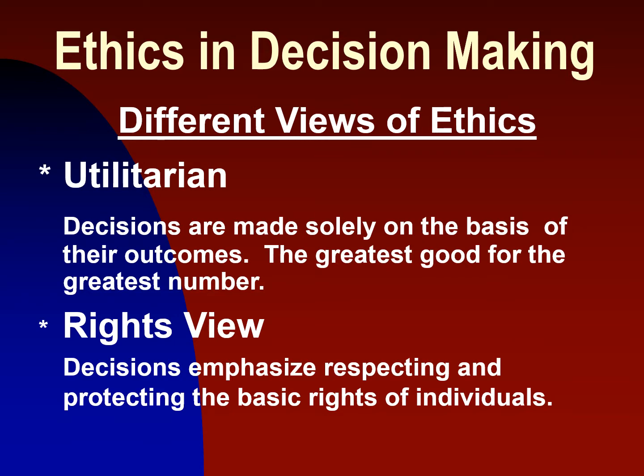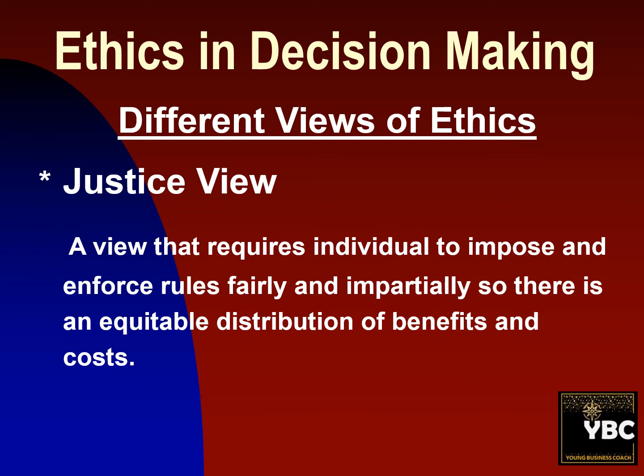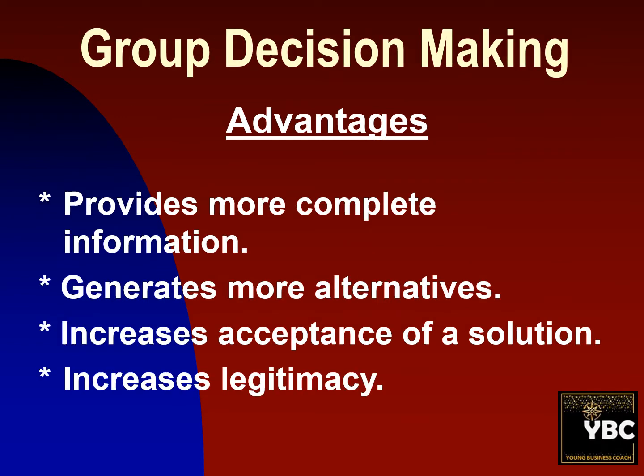Now, different views of ethics. Utilitarian: decisions are made solely on the basis of the outcomes, the greatest good for the greatest number. Rights view: decisions emphasize respecting and protecting the basic rights of individuals. Justice view: a view that requires individuals to impose and enforce rules fairly and impartially so there is an equitable distribution of benefits and costs.